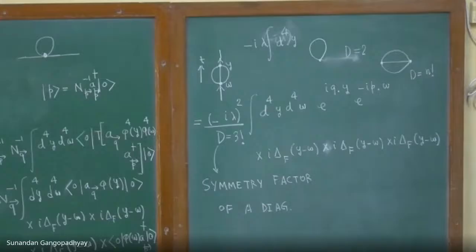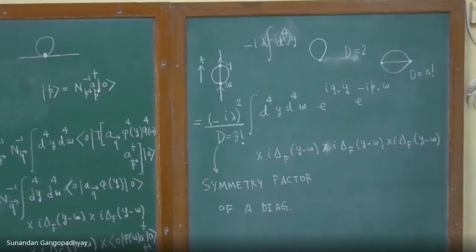Sir. Sir, from the previous calculation, it is clear which one will be plus iq dot y and which one will be minus ip dot w in the exponent. But sir, from the diagram itself, can we conclude what will be the sign of the exponentials?